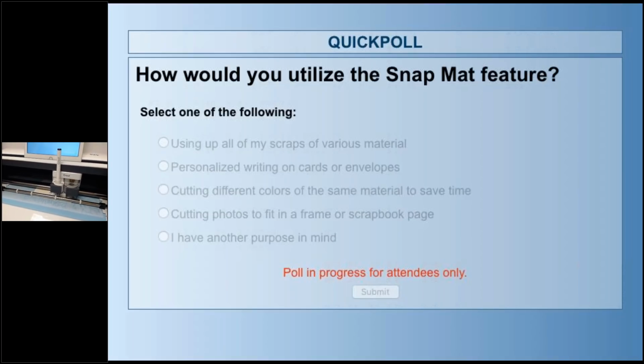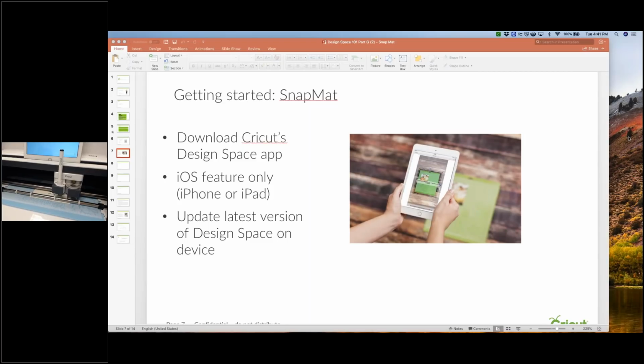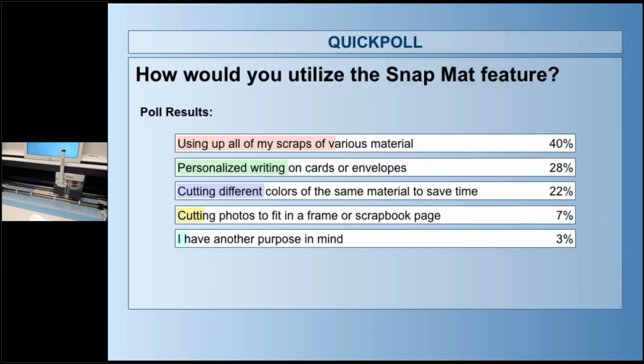Okay, I'm going to close the poll. It looks like more than 85% of you have voted. So let's see what our audience here in our class is most likely going to do. You're going to use up all those scraps. I know, it's such a good way to use it. Also, personalizing writing is at 28%, cutting different colors, cutting photos, and 3% of you have something else in mind.